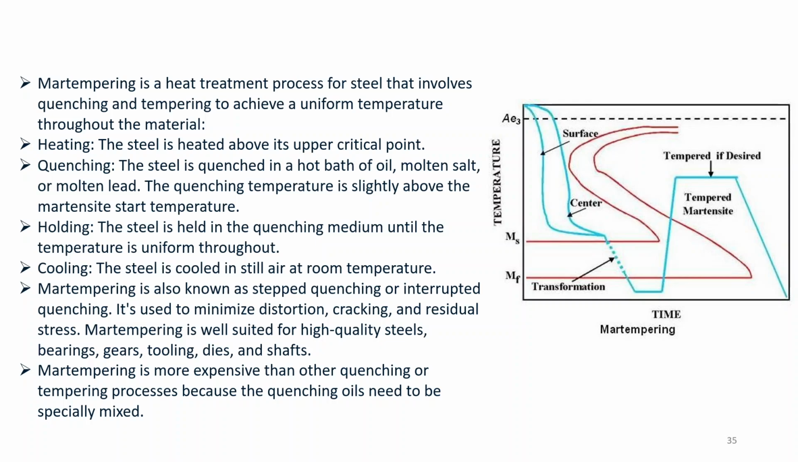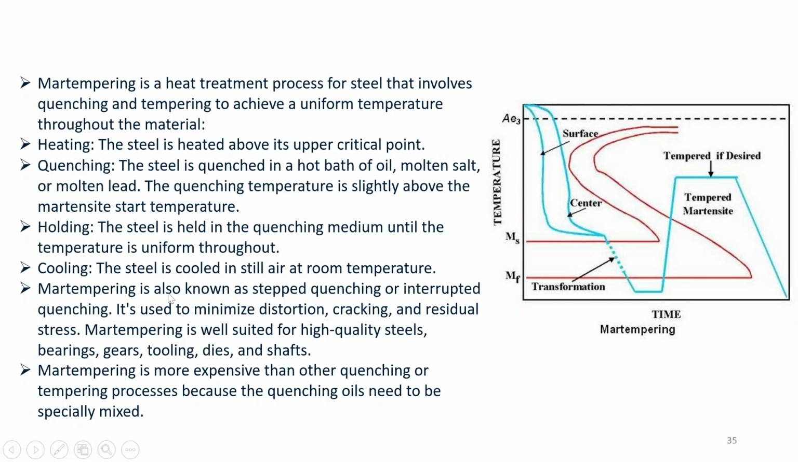Then again we have martempering. It is a heat treatment process for steel which involves quenching and tempering to achieve a uniform temperature throughout the material. The steel is heated above its upper critical point, and the steel is quenched in a hot bath of oil, molten salt or molten lead. The quenching temperature is slightly above the martensite start temperature. The steel is then held in the quenching medium until the temperature is uniform throughout. The steel is cooled in still air at room temperature.